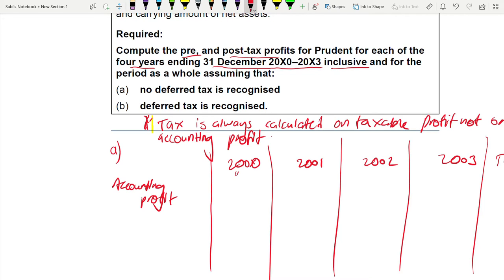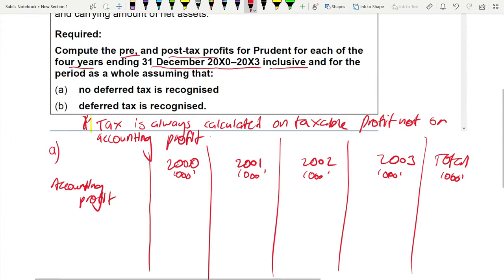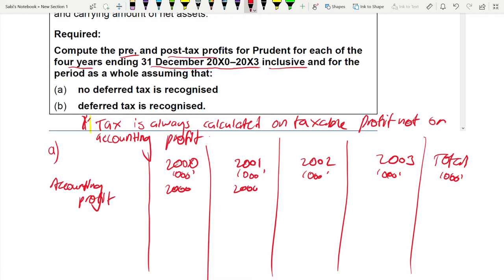I'm going to drop the three zeros and write it in thousands. So 2000, 2000, 2000 and 2000, and the total will be 8000. Now what's next? Adjustment. What is the adjustment? Non-current asset. But for a non-current asset, we cannot do anything directly in the statement of profit and loss. What is it? Depreciation. Because we calculate depreciation on the non-current asset, that depreciation goes into profit and loss. That's an expense. Add back the expense. So add back depreciation.